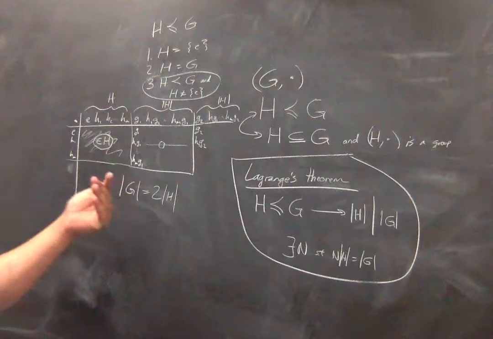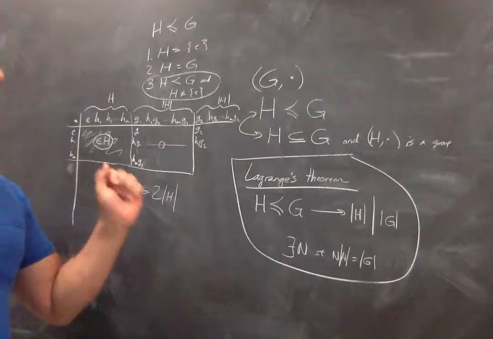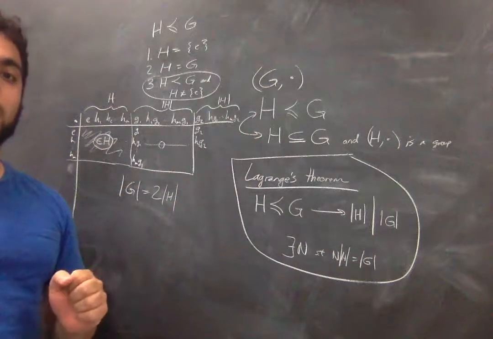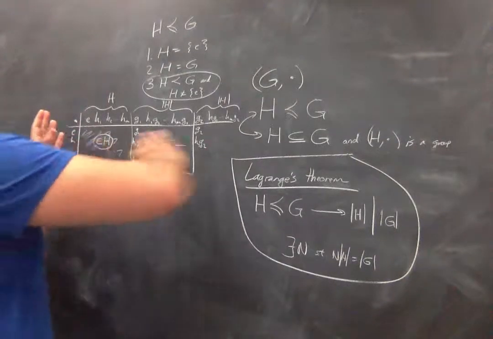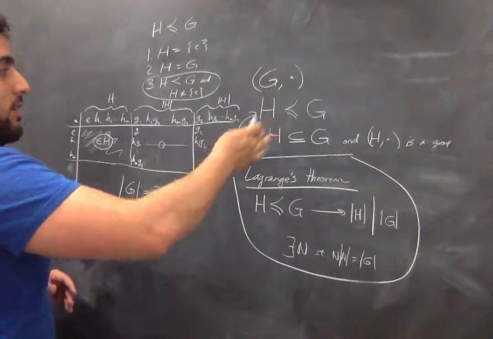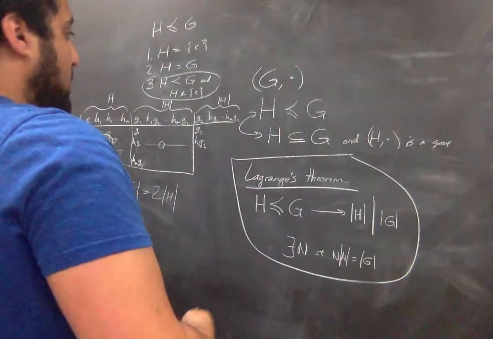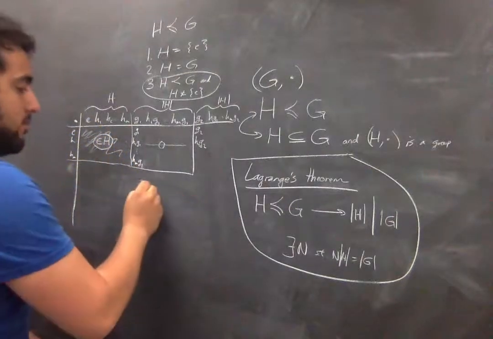And at some point, we have reached the end of our group. Why? Well, because G is a finite group, right? So G is a finite group, so we can't just go on with this forever. So at some point, we'll get to some final element, which we'll say is Gn.